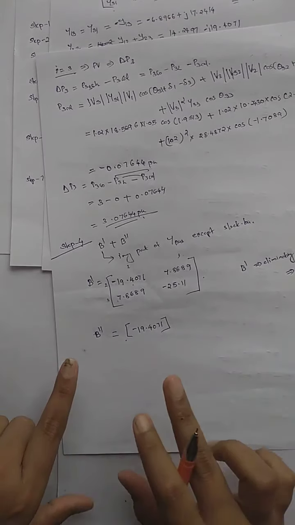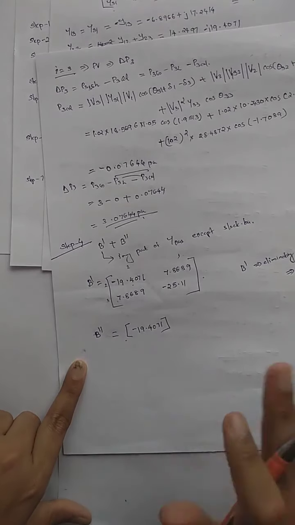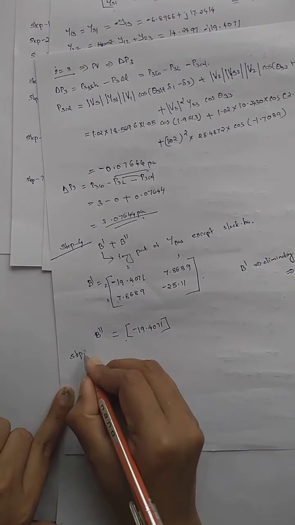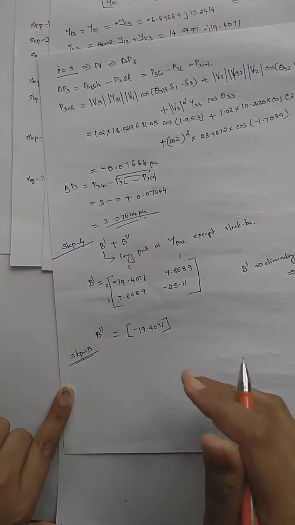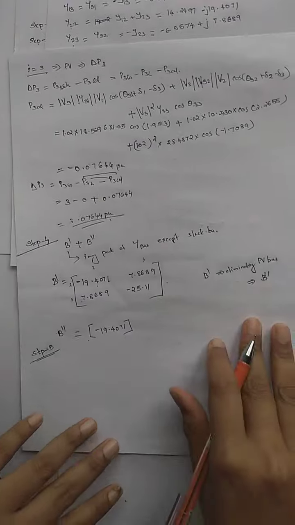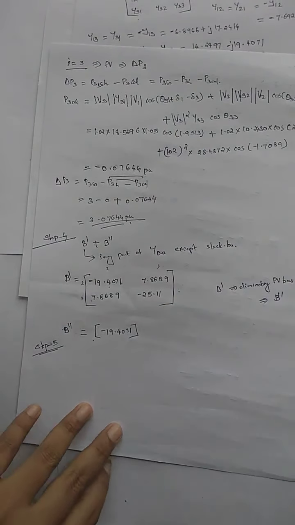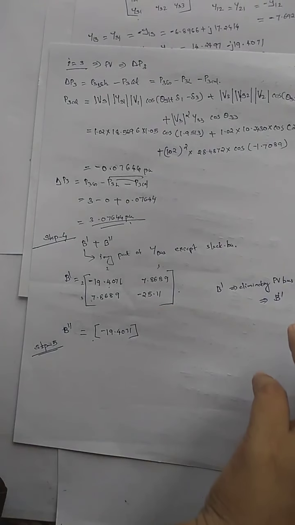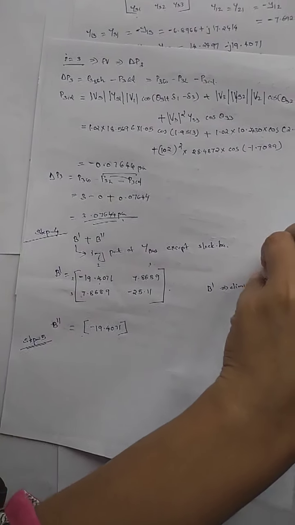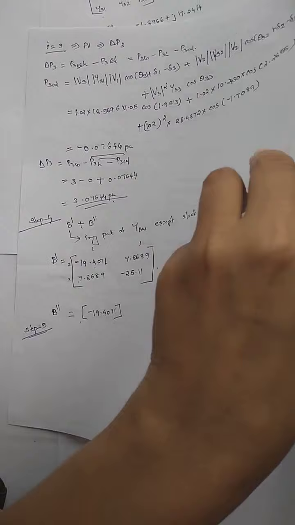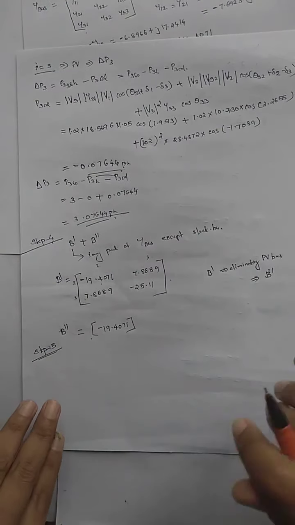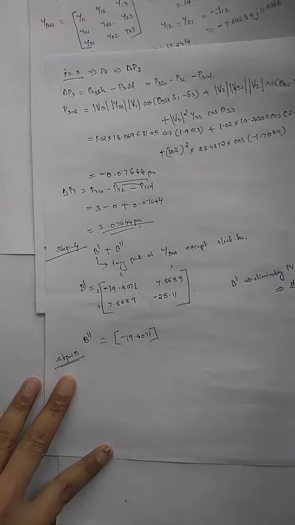I hope you all understand this. This is the only thing we have to remember in our decoupled load flow analysis. The rest will go with our equations. Many times students fail to take this B double dash matrix. Okay, so next, in my step 5, what is my step 5?